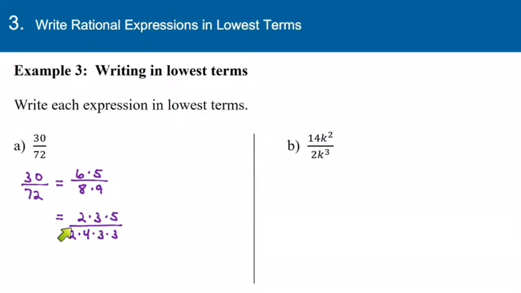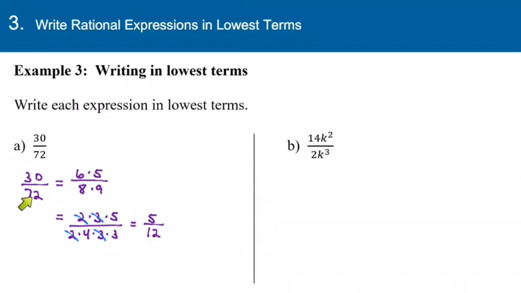Okay, now we have everything factored. We can cancel out any factors that are the same in the top and the bottom. So I see a pair of 2's. Let's cross out our 2's. And I see a pair of 3's. So let's cross out our 3's. And notice that now we're left with a 5 in the top and a 4 times 3 in the bottom. So we have 5 in the top, and in the bottom 4 times 3 is 12.